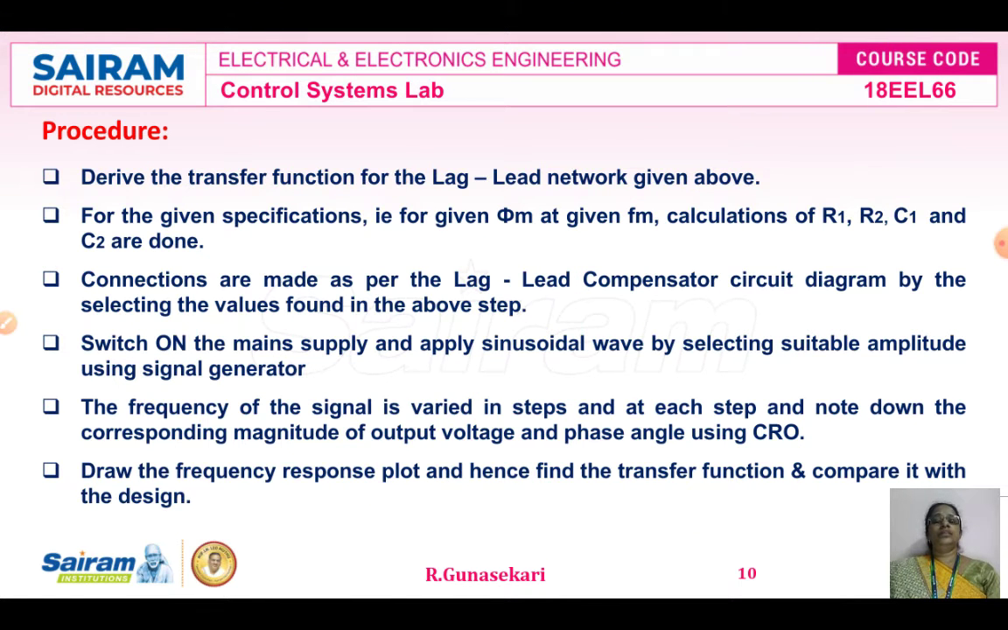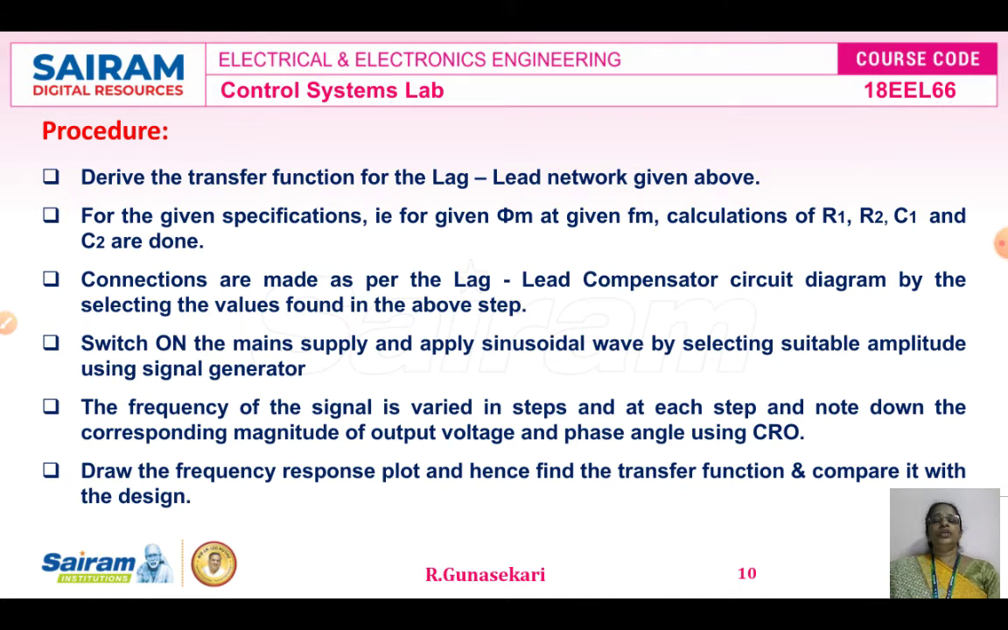Now the procedure. First we calculate the lag lead compensator network transfer function. Then based on the given specification, we calculate phi m and the frequencies F1, F2, F3, F4, because 4 corner frequencies are there, and then we calculate the values of R1, R2, C1 and C2. Now as per the lag lead compensator network, we make the connections.